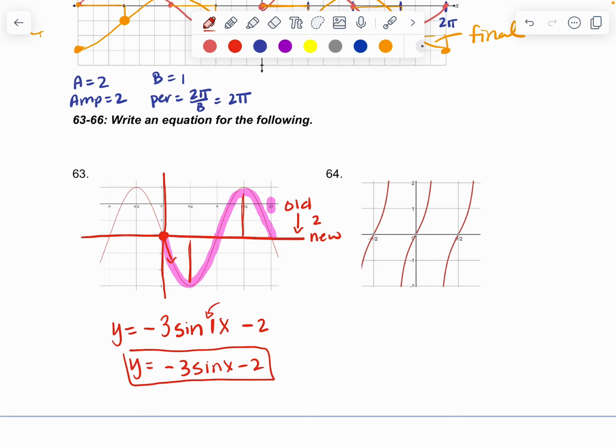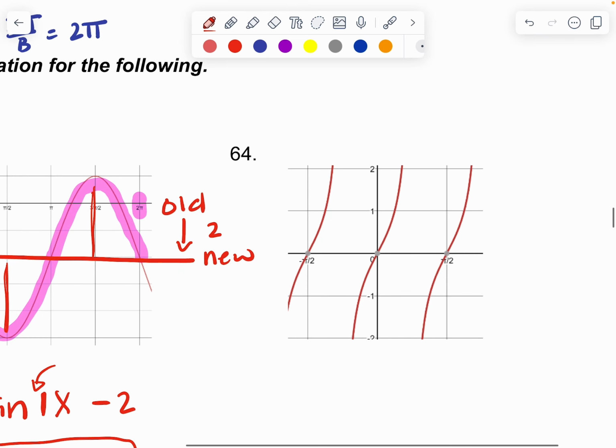Okay, and this one we did in class, but I'll do it with you guys again. Clearly a tangent or a cotangent graph. How do you tell? Remember, you tell based off of its asymptotes. So let's draw those guys in. So there's going to be an asymptote here. And then there has to be an asymptote somewhere right here in the middle there.